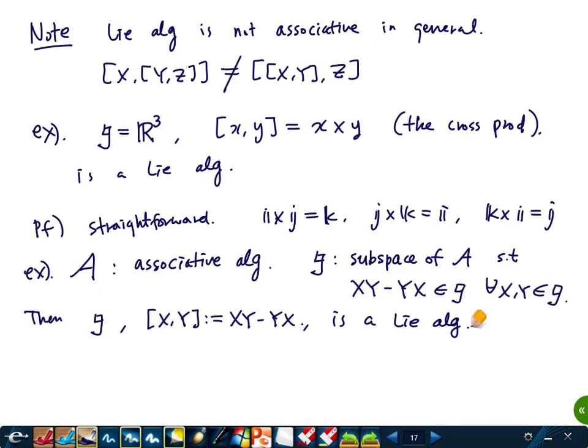Again, the proof is straightforward. You can just compute the Jacobi identity using this definition, and you can check that it is indeed true. In fact, the interesting thing is that every Lie algebra arises in this way. If you are given a Lie algebra, you can always find an associative algebra A such that G is defined this way. Okay, we will see that later. So this is a very important example.